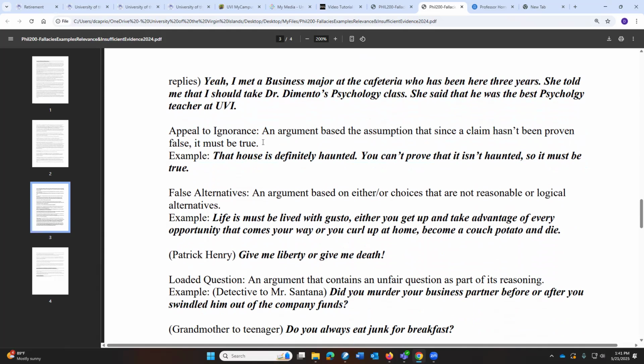That doesn't really sound like a very good reason to base an argument on. As in the example, that house is definitely haunted. You can't prove it isn't haunted, so it must be true. Well, how do you prove a house isn't haunted? I don't know how easy that might be to do. So just because you don't have evidence to show that something isn't the case doesn't mean that it is the case.